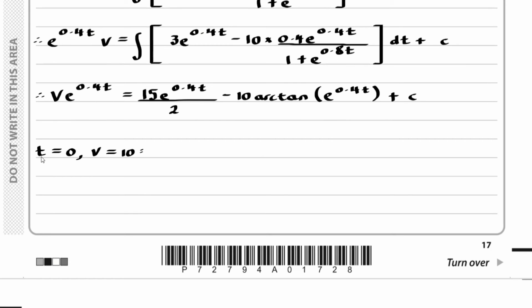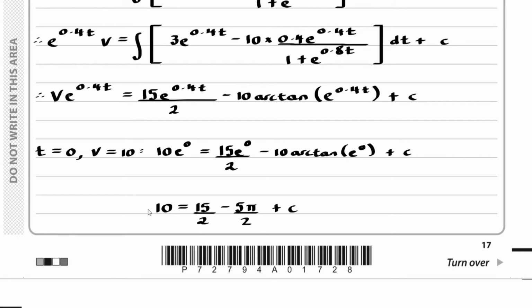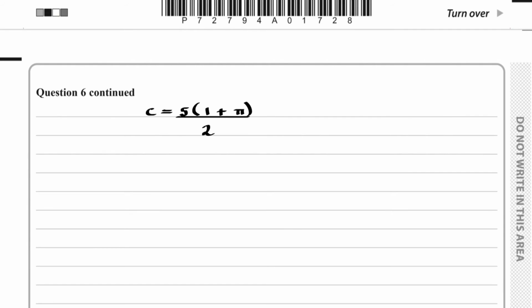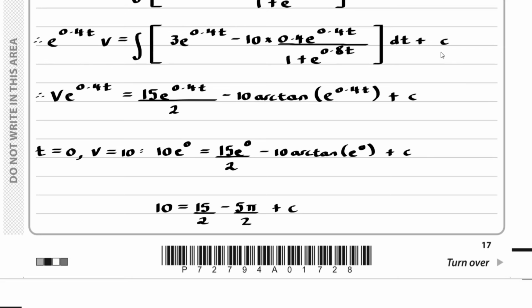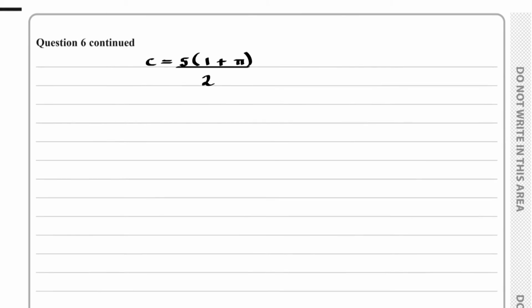So now we also know that when t is 0, v equals 10. And if we substitute that in, we have 10e to the 0 equals 15e to the 0 over 2, subtract 10 times the arctangent of e to the 0 plus c. Which means we've got 10 equals 15 over 2, subtract 5 pi over 2 plus c. And if we solve for c, you will find c to equal 5 multiplied by 1 plus pi over 2. So now that we know what c is, we can substitute that back into here to find our particular solution.